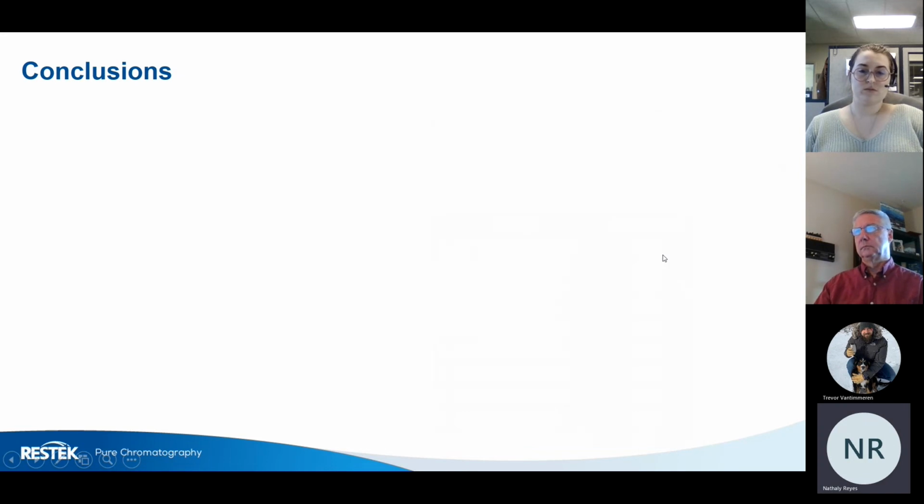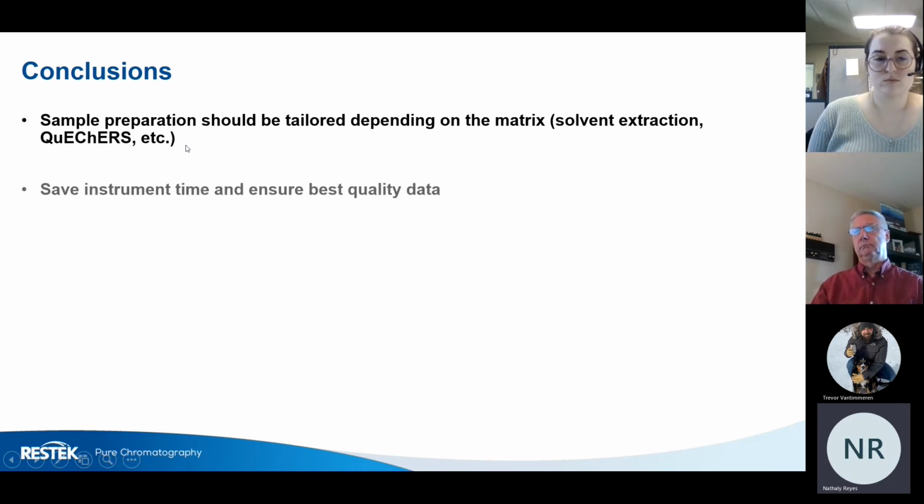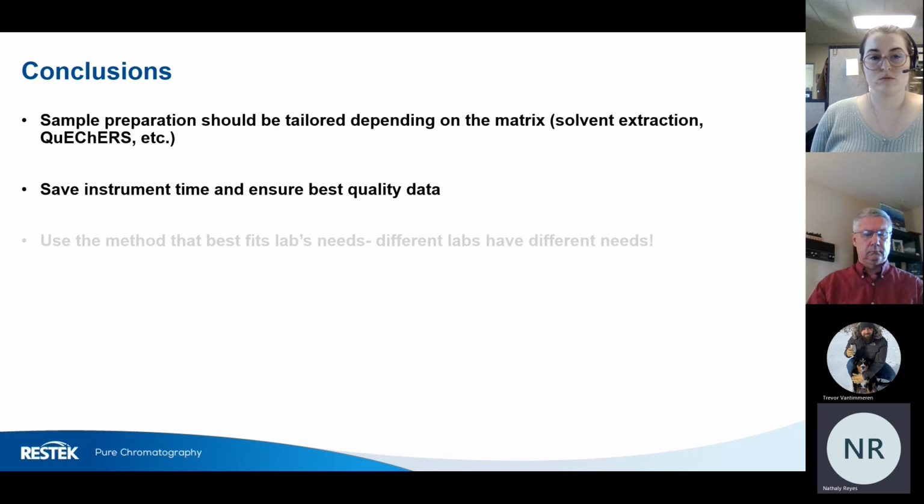So finally, I would like to mention some of the conclusions. The first one is that your sample prep should be tailored depending on the matrix you are dealing with. So if your sample is hydrophobic or if it's a plant material, you can try solvent extraction, or you can also try catchers in cases where the sample is water soluble. It is important to save instrument time and to ensure best data quality always.